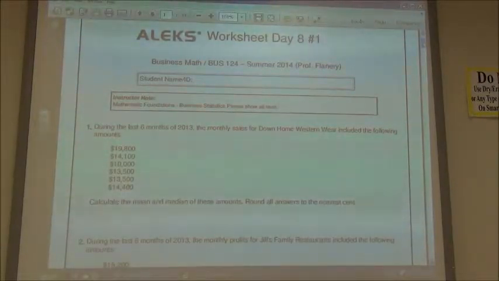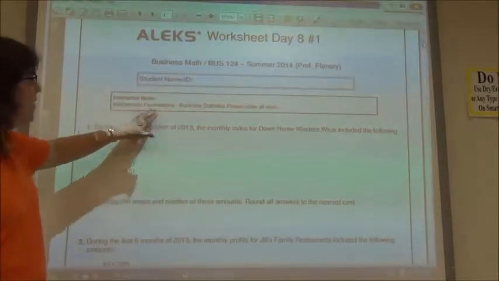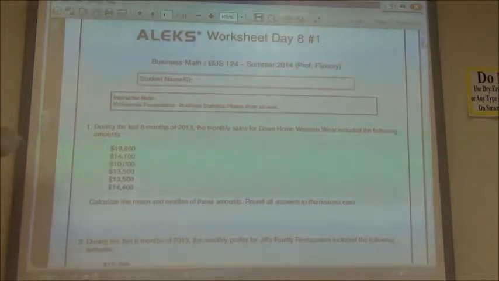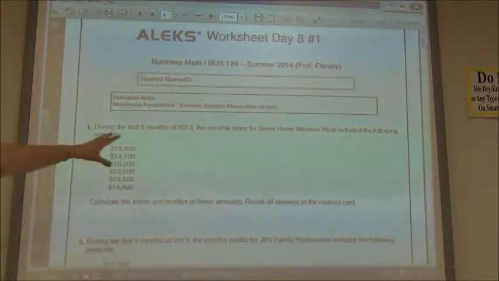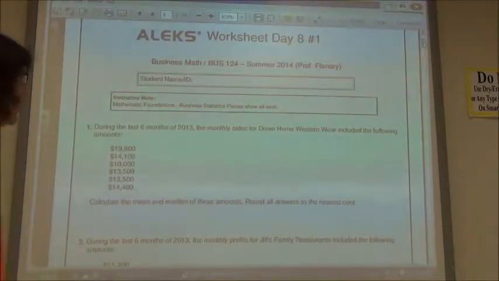All right, worksheet day 8 for business math. Starting out in the math foundations under the business statistics. Now you'll notice they stopped telling you not to use your calculator, so at this point in time, it doesn't say don't use your calculator in the problem. You're okay to just go ahead and use your calculator in order to do the calculations.